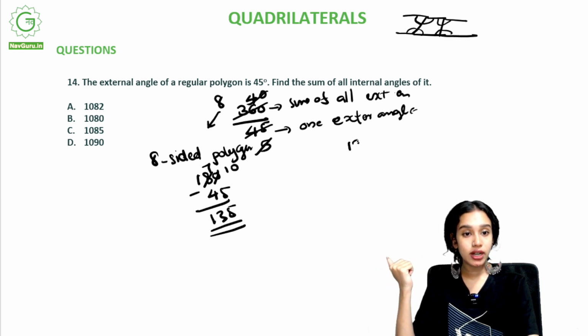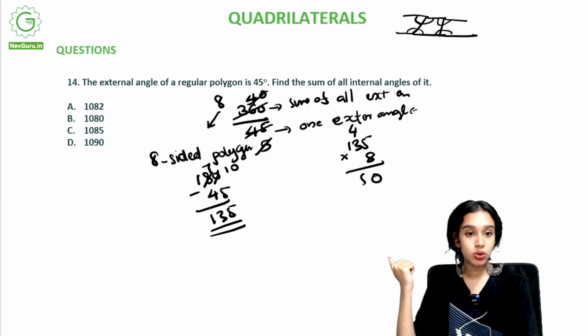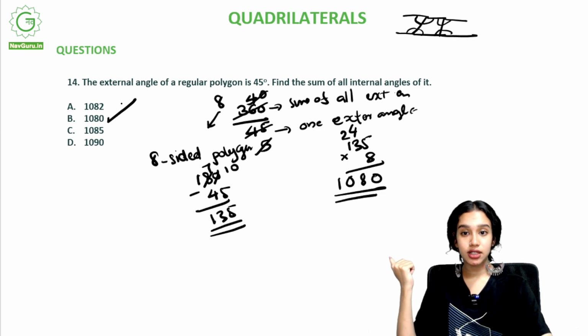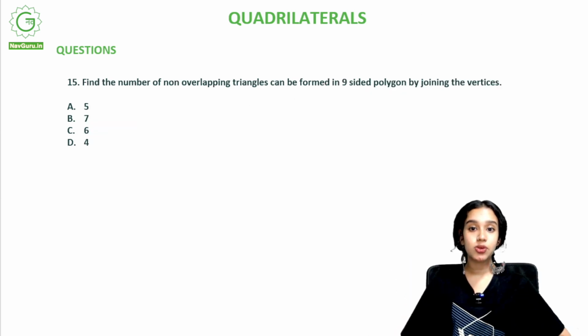So that means 135 into 8. 8 5s are 40, 8 3s are 24 plus 4 is 28. So 8 1s are 8 and 9 10. So we have 1080 as the answer here. Now let's move on to the next question.